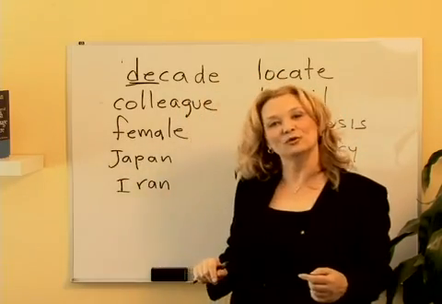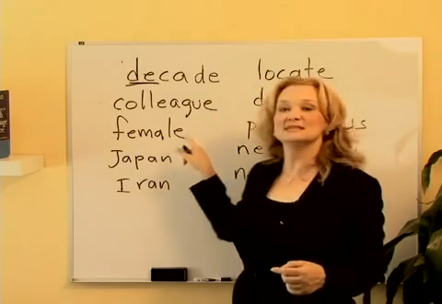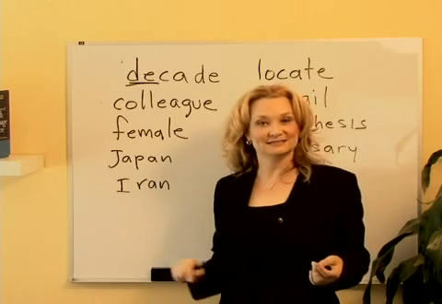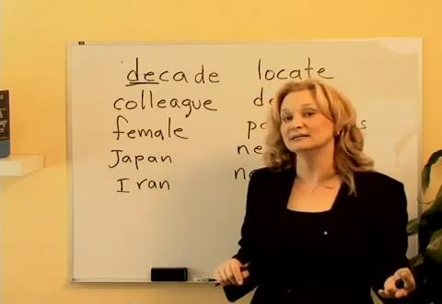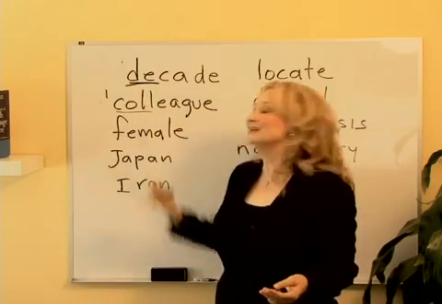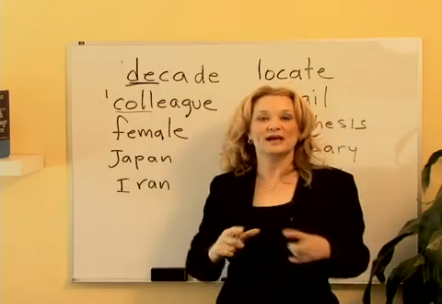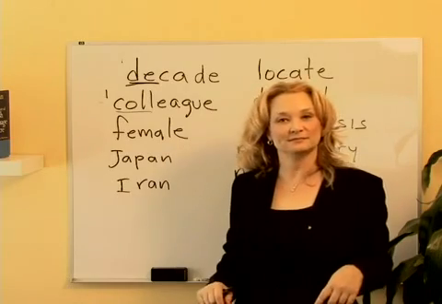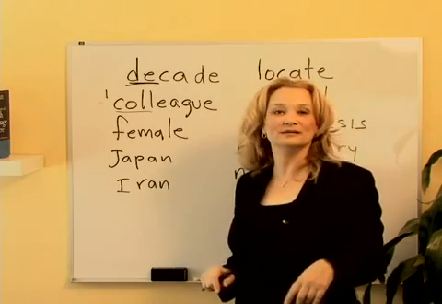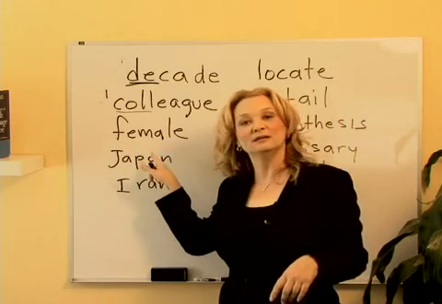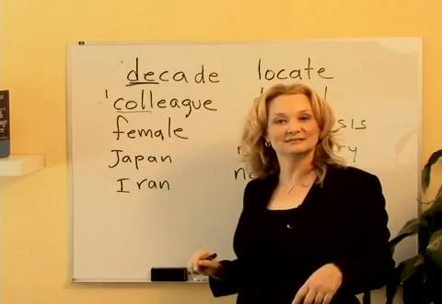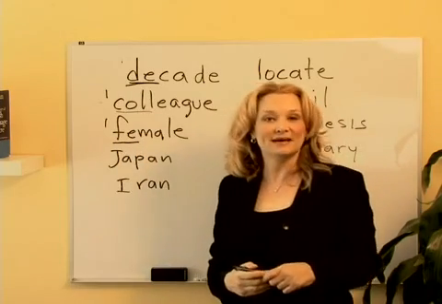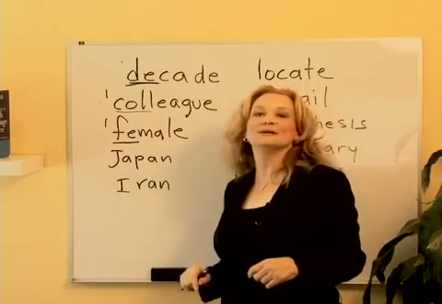Let's take a look at a few more words. The second one, did you say colleague or colleague? He's my colleague? That's right. Once again, it's the first syllable. Repeat after me. Colleague, colleague. He's my new colleague. Let's look at the next one. Did you say female or did you say female? Once again, it's the first one. Female.